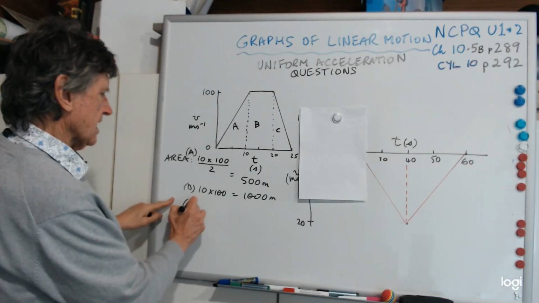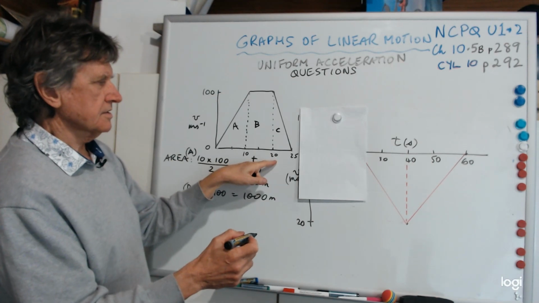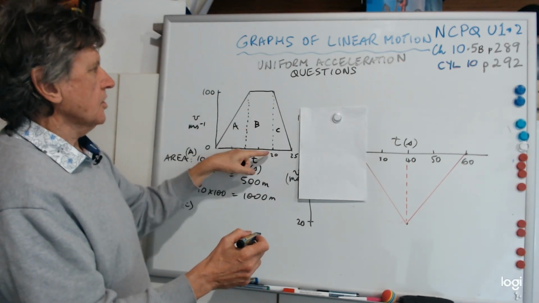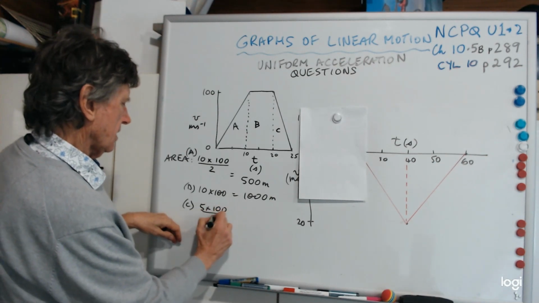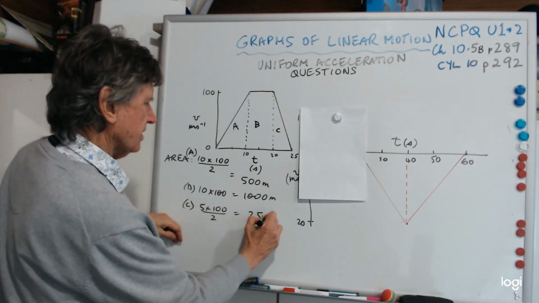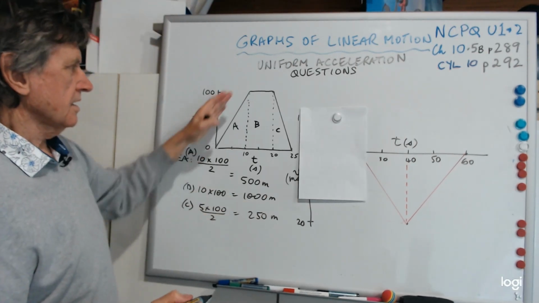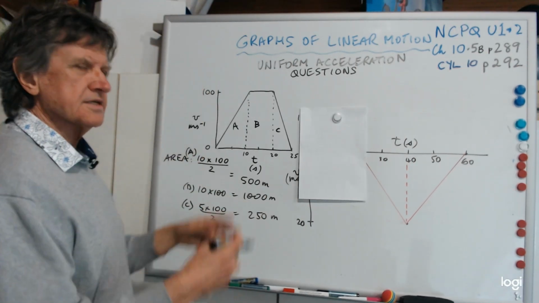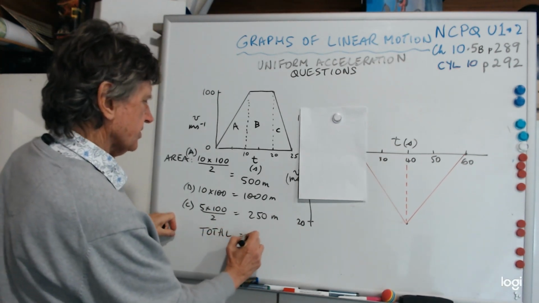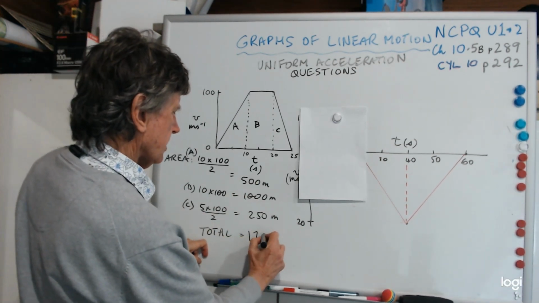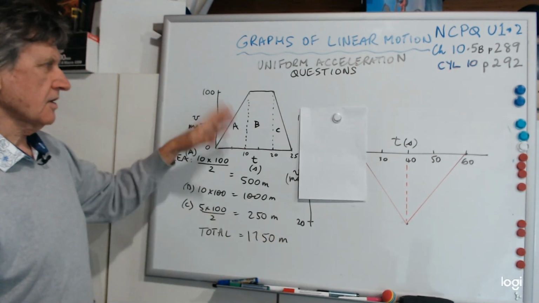And then for part C of the journey, base by height on 2 for the area, so it's 5 times 100 on 2, and that's 250 metres. So it came back to rest much quicker than it accelerated at the beginning. Now this is just a made up one. So the total is just the sum of all this, which is 1,750 metres. So that's your answer to that.